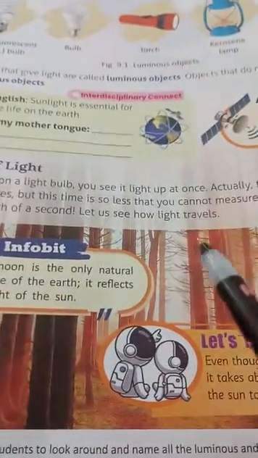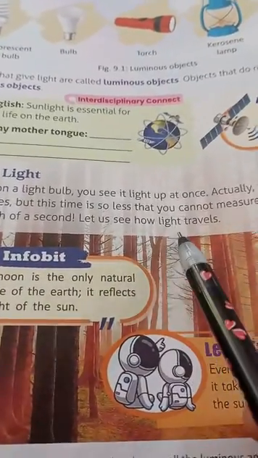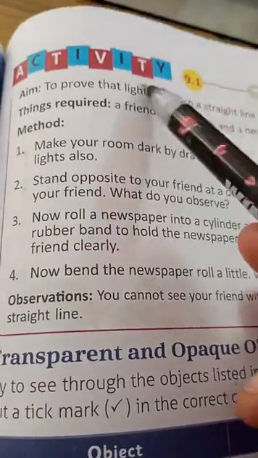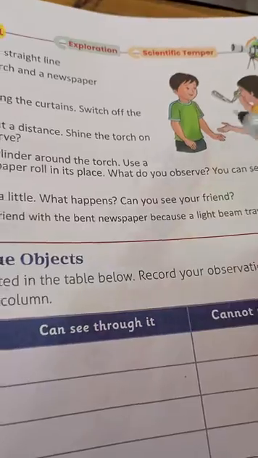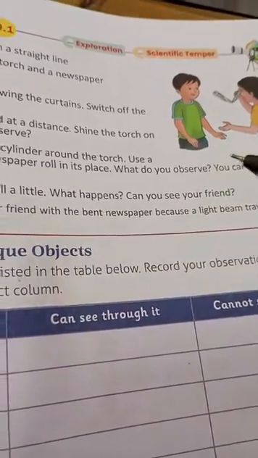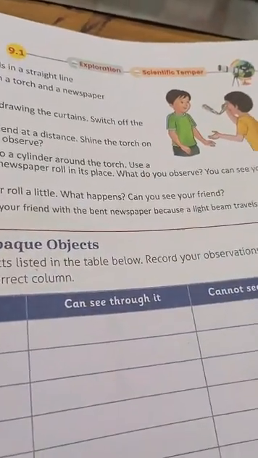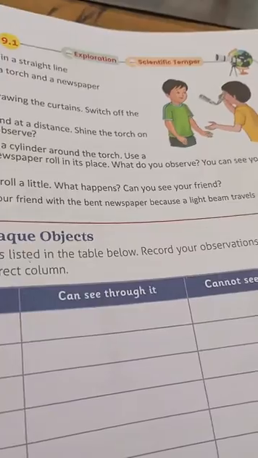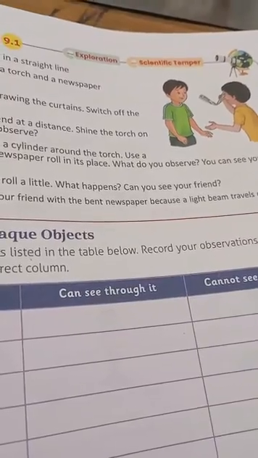Okay students, and now let's see how light travels. Light travels in a straight line. We can prove it with an activity. We make a roll of paper, and at one side we can point the light. Okay, when we look through the paper pipe, we can see the light clearly, but if we bend the paper, we can't see the light. It is called light travel.